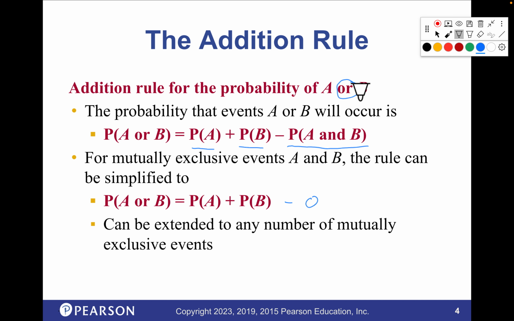Remember, that's when we're multiplying them because it's this and then this. That's the multiplication principle. The or is the addition principle. It's the only one we add, and we have to look for mutually exclusive.